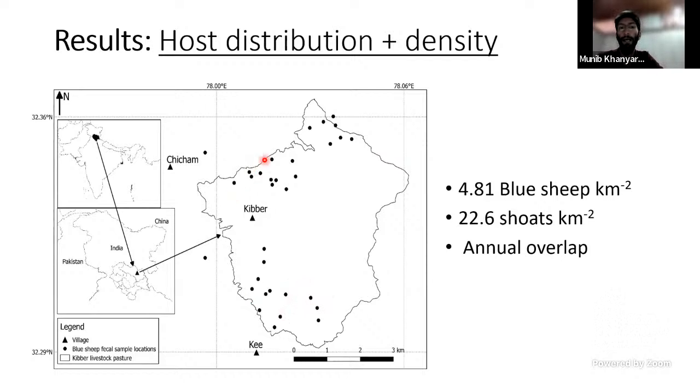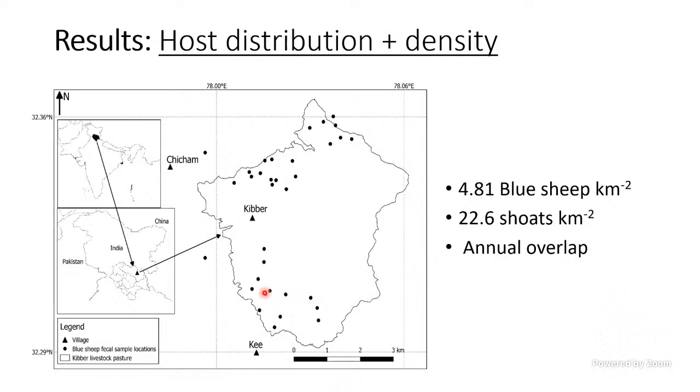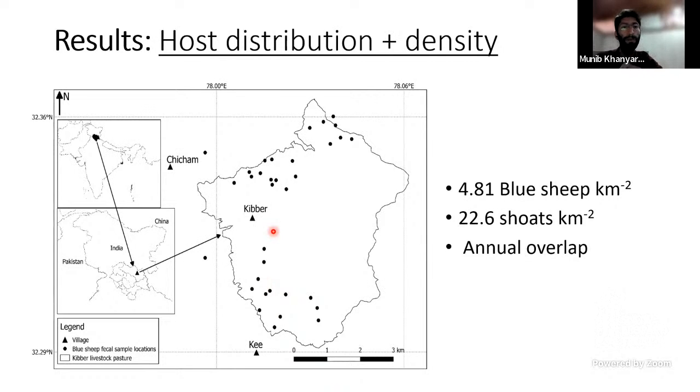And what we realized is blue sheep also use the same area through the year. Obviously, there are some variations as to where they go, and there's some seasonal movement, but very, very limited. As you can see, this area was not really used by blue sheep at all. That's because these are really high glaciers that even the livestock don't use, but it still comes under the jurisdiction of Kibber village.